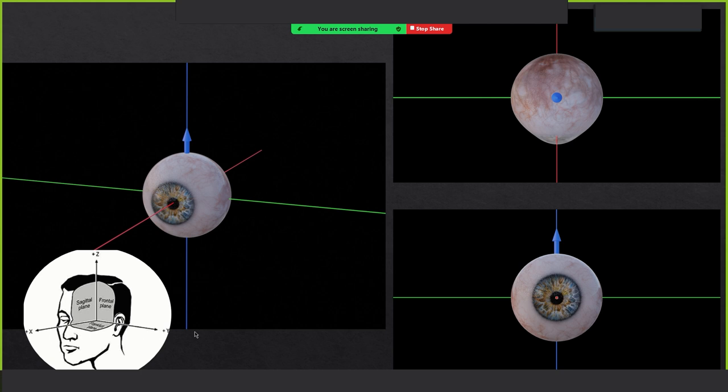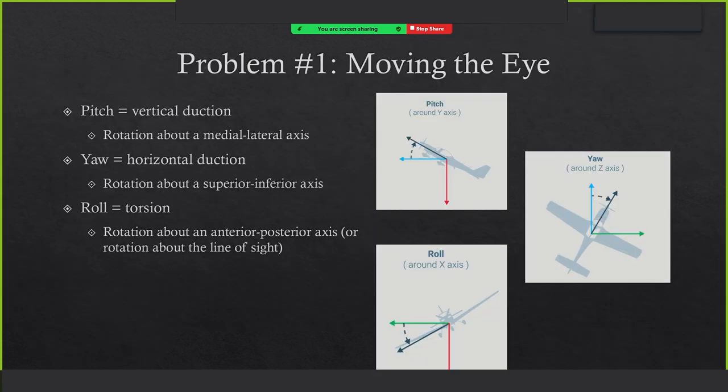And what this allows us to do is think about the movements of the eye, and it also allows us to develop a language that we can use to explain and describe the movements of the eye. And we've done just that. So these are not eyes, these are airplanes. But if you picture yourself in the cockpit of this airplane, looking down the nose, then the nose becomes equivalent to the pupil. So the nose of an airplane moves up, that's called pitch. With the eyes, that's called a vertical duction. So you can have supraduction or infraduction.